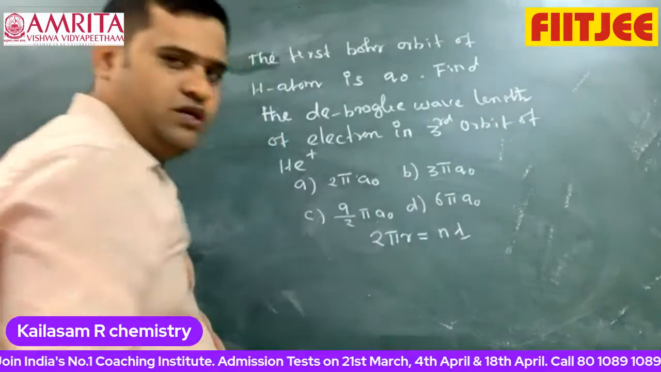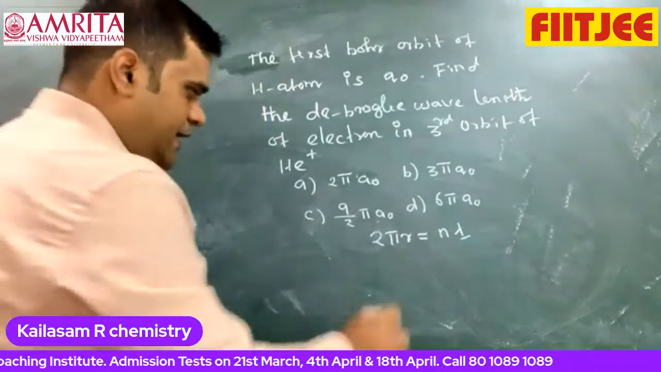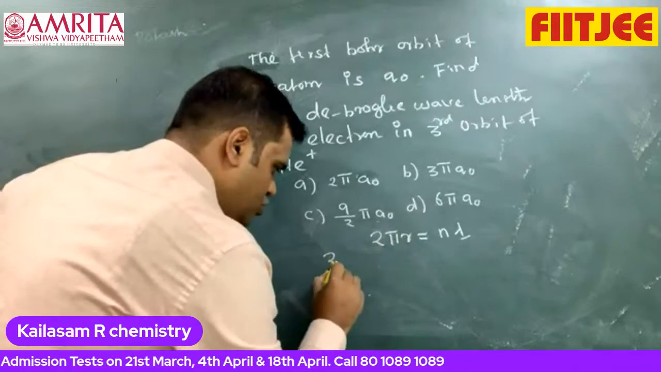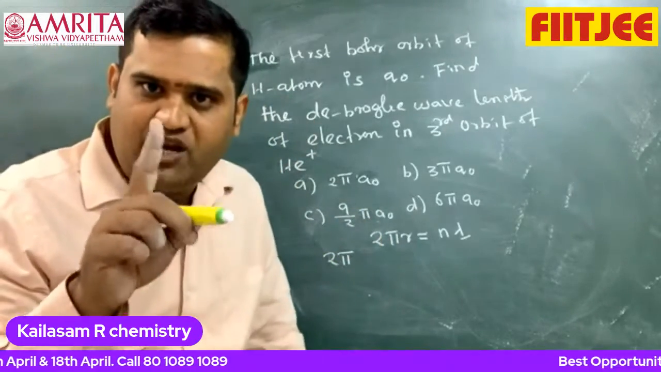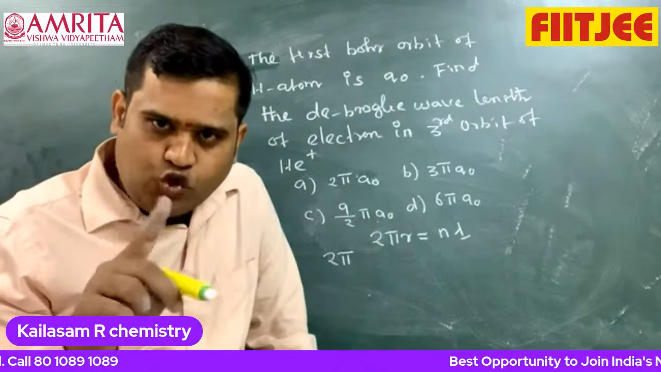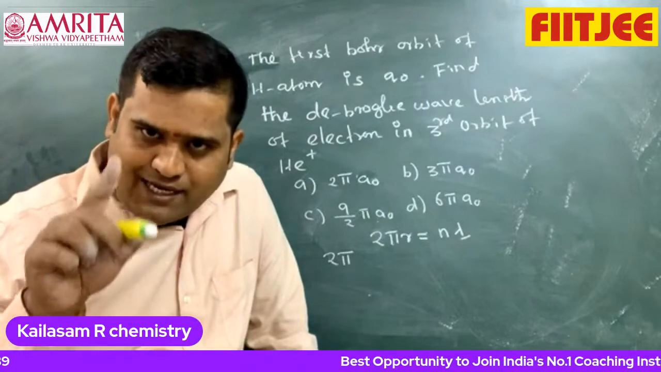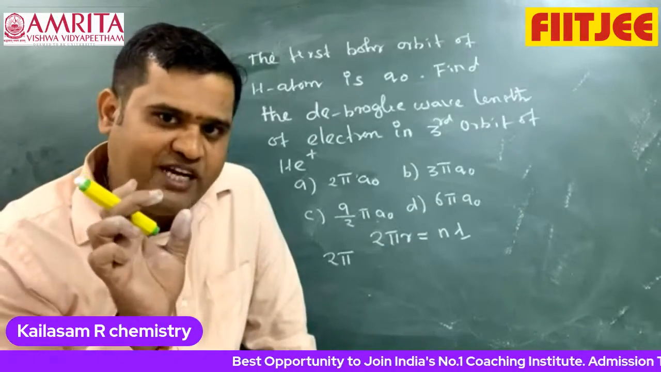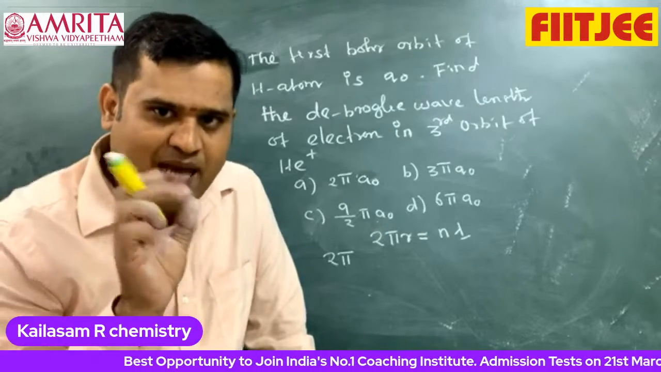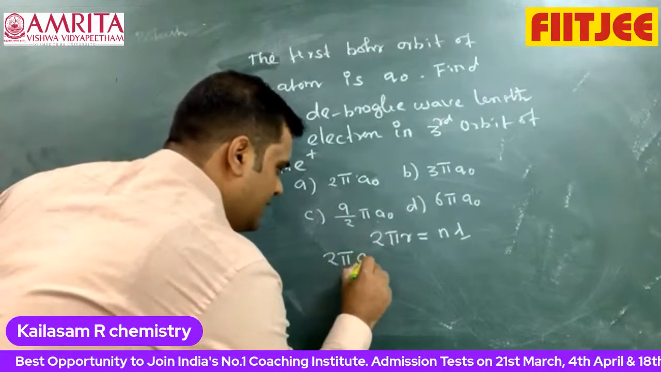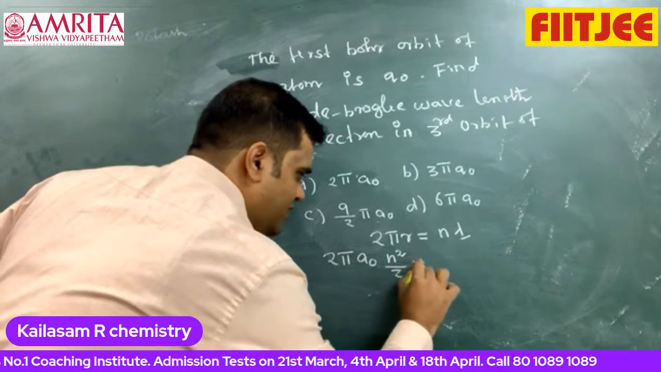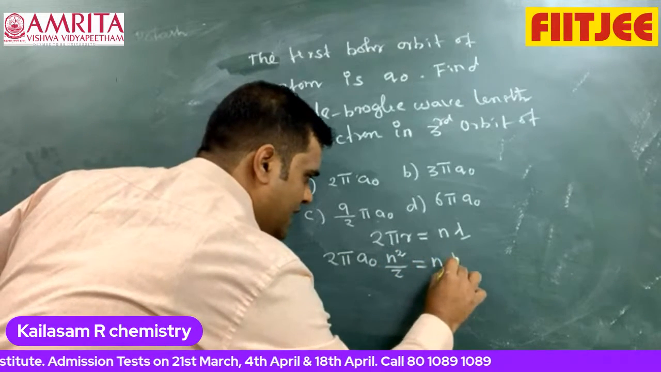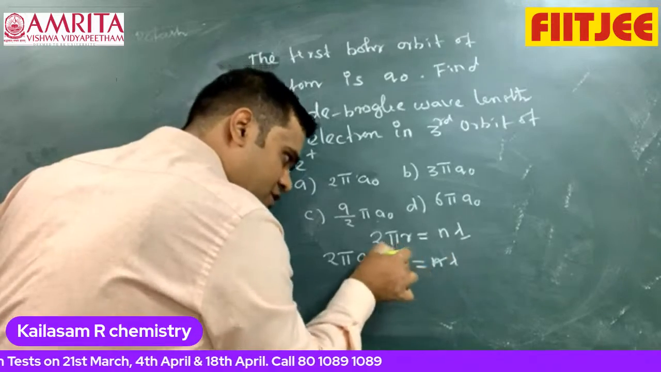Lambda only you want to find out. Now we can write r is what? We can write 2 pi r, and you know the formula for r: 0.529 into 10 power minus 10 n squared by z. That 0.529 10 power minus 10 I am keeping as a naught, n squared by z, which is equal to n lambda. Therefore, this n and this n will be cancelled off.